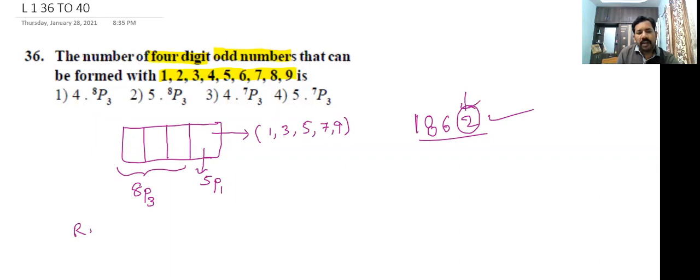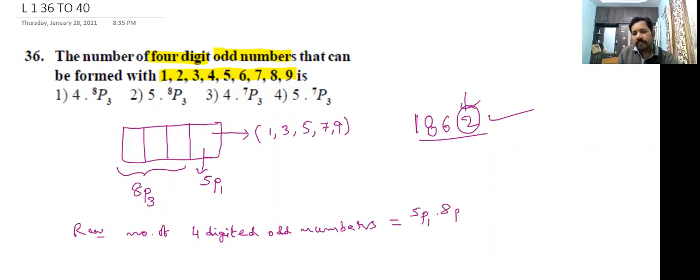Now, the required number of 4-digit odd numbers, how many are possible, students? That is equal to 5p1 into 8p3. The 5p1 value is 5 only. So 5 into 8p3. By observing the options, then calculate. Which option is correct? The second option is correct.